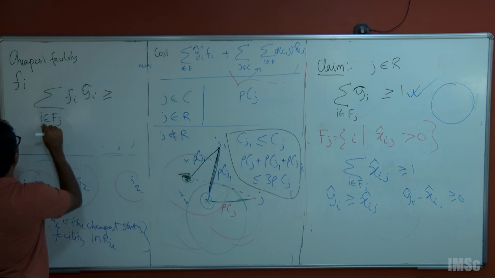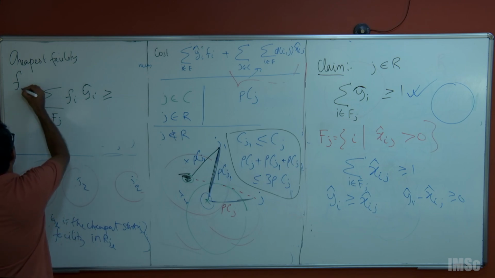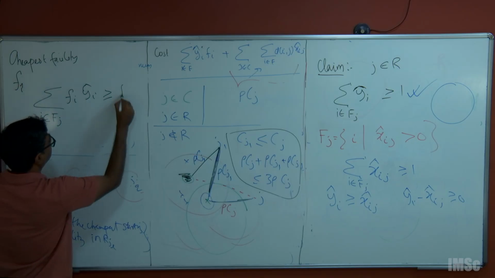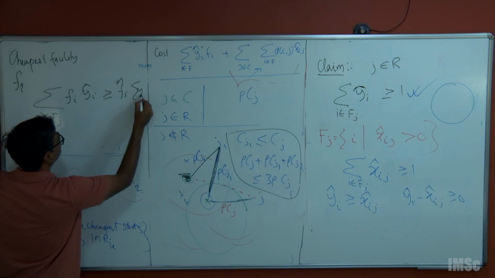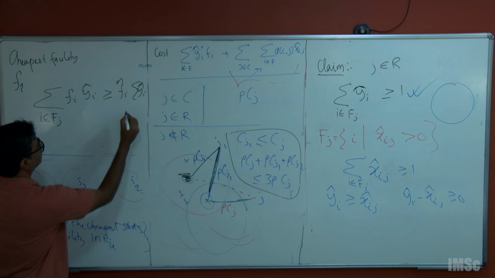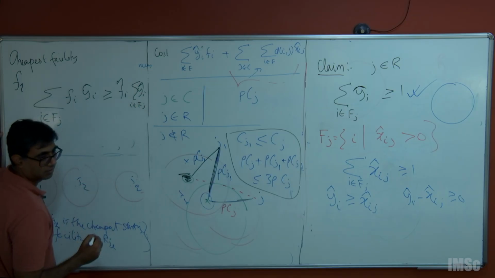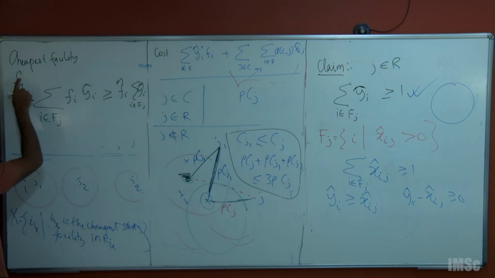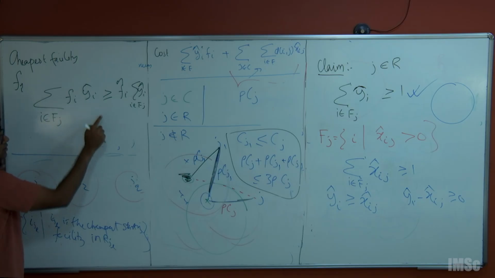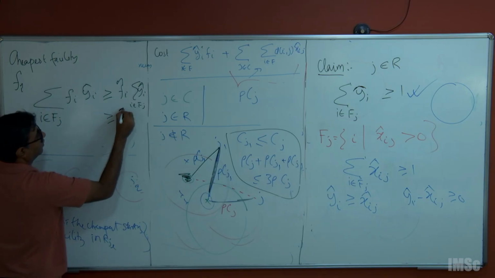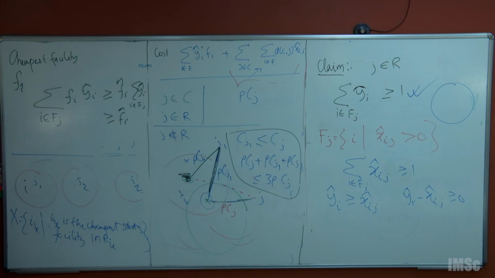say, suppose we opened some f i hat here. Can I say this? Fi hat summation yi hat, i in Fj. Because this is the cheapest among these numbers, and this is at least 1. I have shown this. Okay. Why do I care about all those things? You see, we are done. Why are we done?